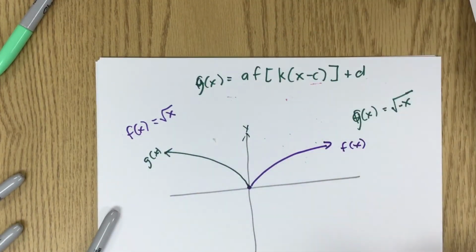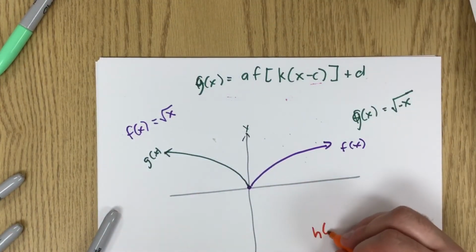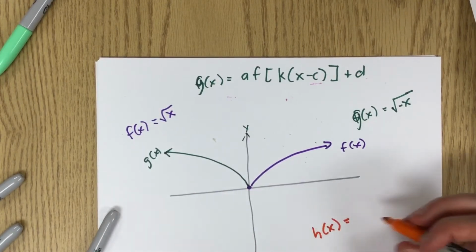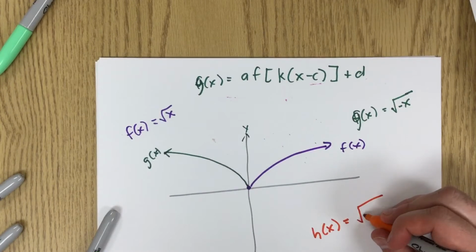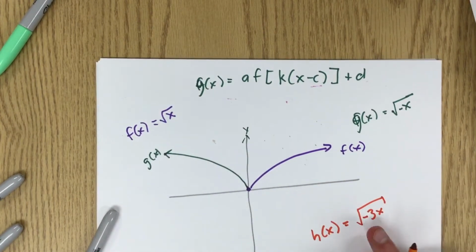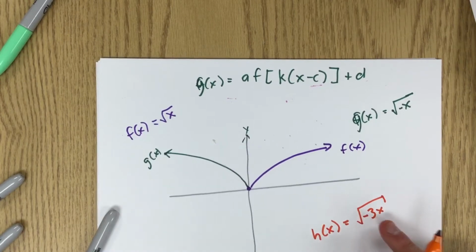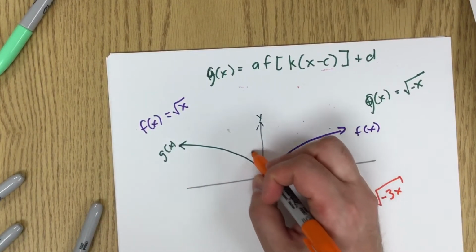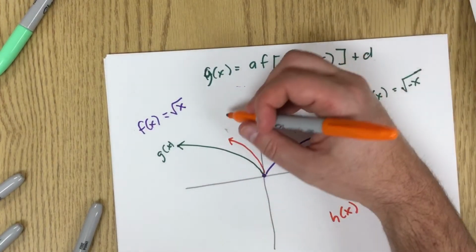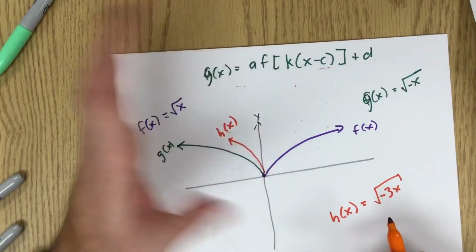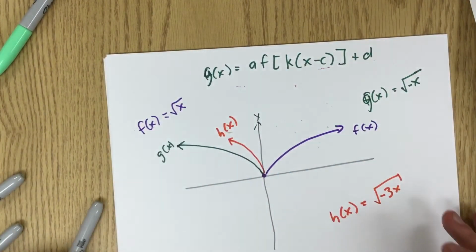And just like the a, we could combine those things. So we could say, for example, h of x equals the square root of minus 3x. So that's going to be a horizontal reflection and a horizontal compression. So it's going to reflect and squish a little. So that would be h of x. Note it still goes to infinity, it just goes in a more compressed manner.